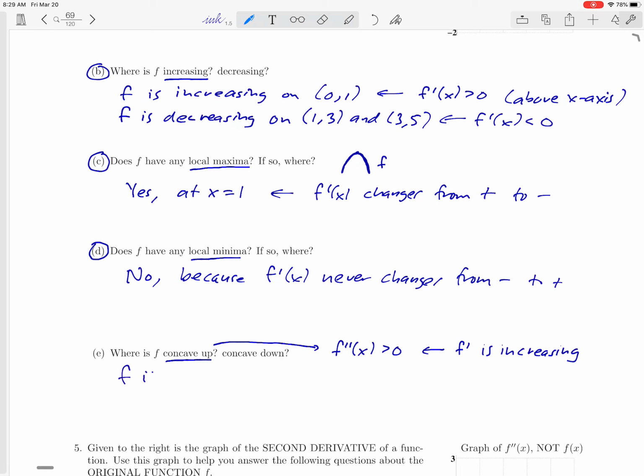Okay, let's scroll down and just write down those two answers that we got. So f is concave up on 2 to 3 and again from 4 to 5. We got those intervals again by looking at where f prime is increasing.